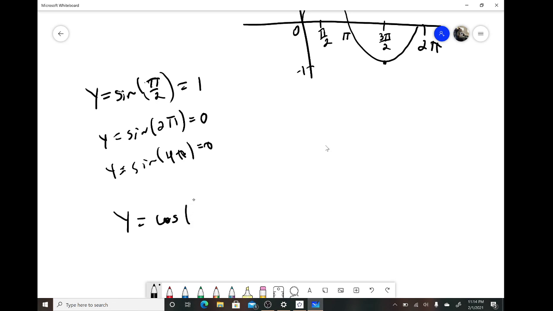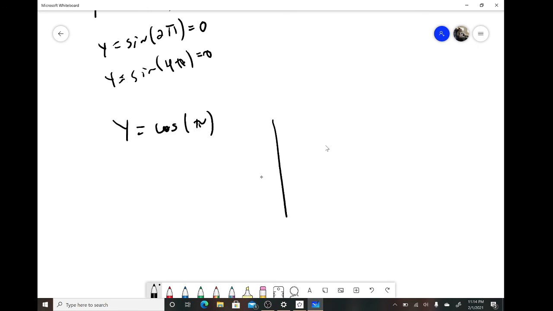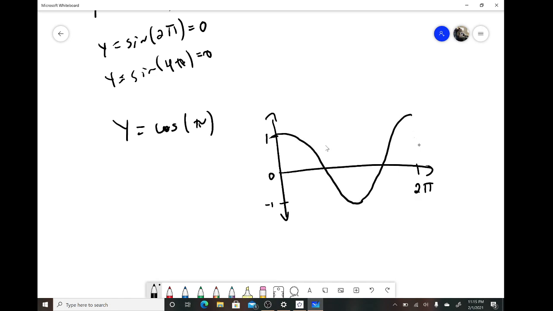the basic cosine wave looks like this. Again, it has amplitude of 1, so it goes up to 1 and down to -1. Full period is 2 pi. But this begins at 1, goes down to -1, and then back up to 1 when it reaches 2 pi. Here at this point we have 3 pi over 2. Right in the middle we have pi, and then right here we have pi over 2.